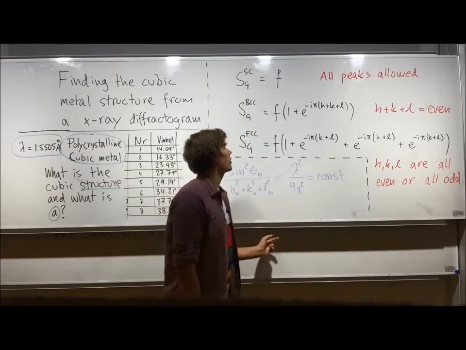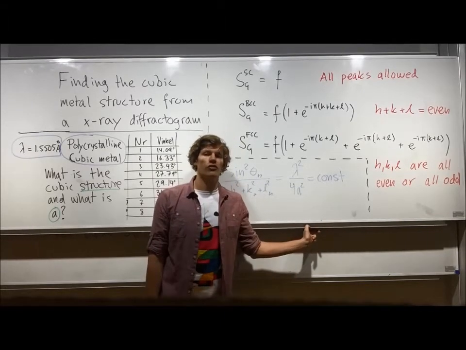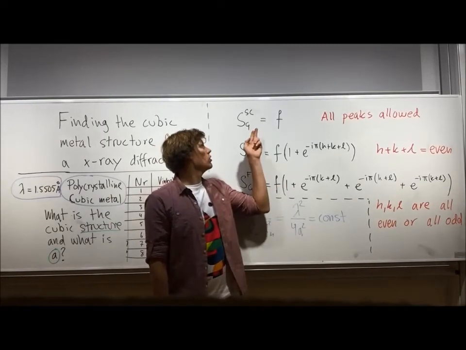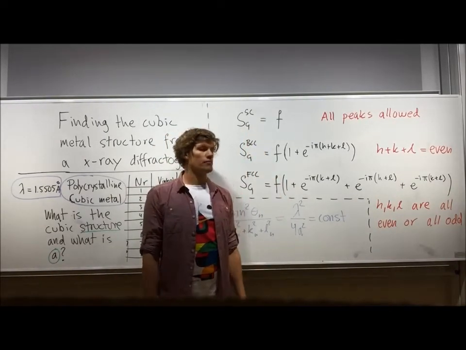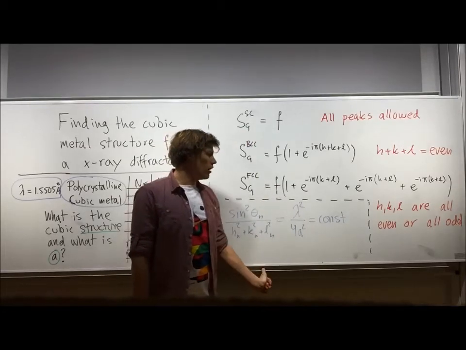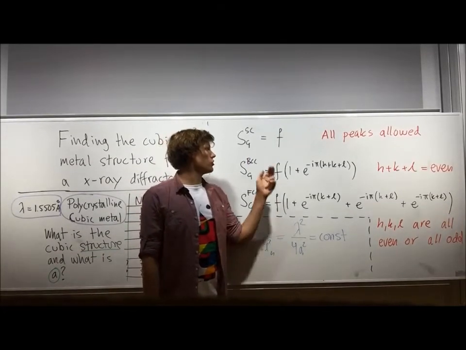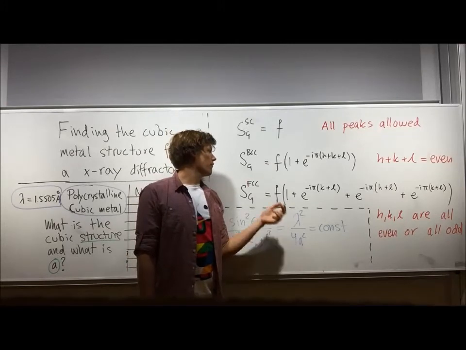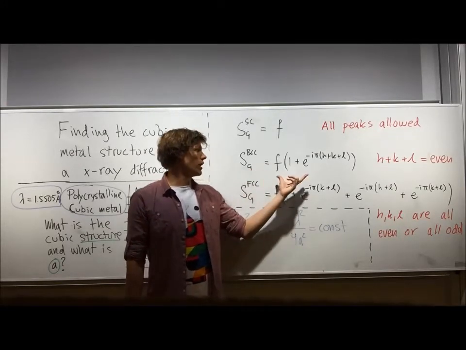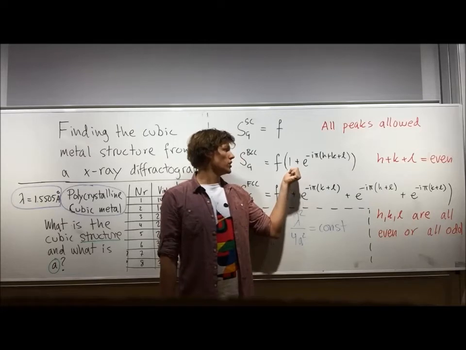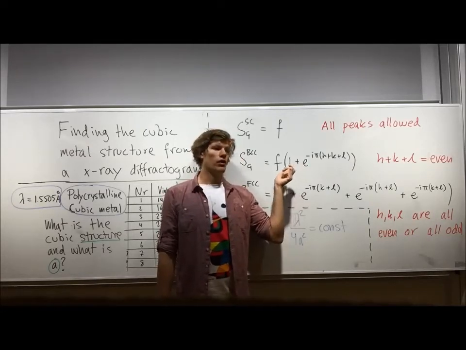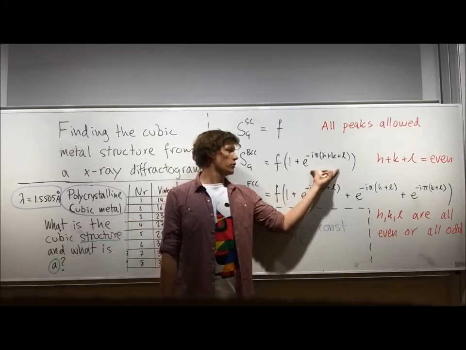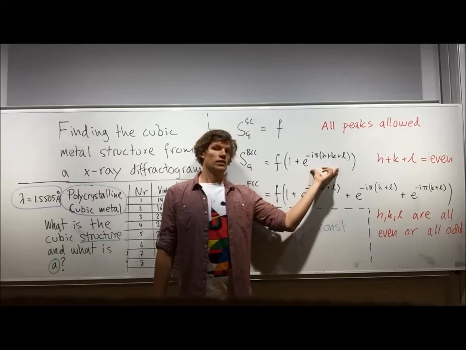In order to do that, we need to calculate what the structure factor is for different types of crystal structures. So if we have a simple cubic structure, we only get the form factor for the atom. And if we have a BCC, we will get two factors. One is where the atom is in the corner of the cubic cell, and then we want one contribution from where the atom is in the center.